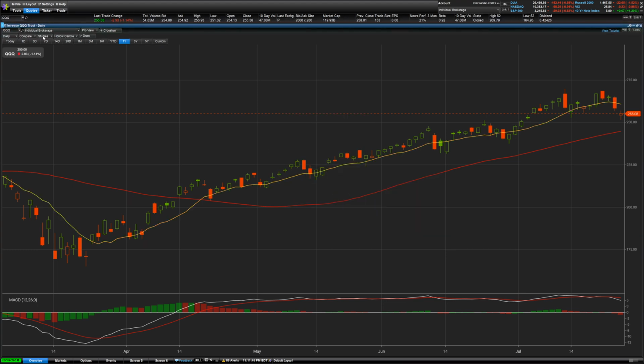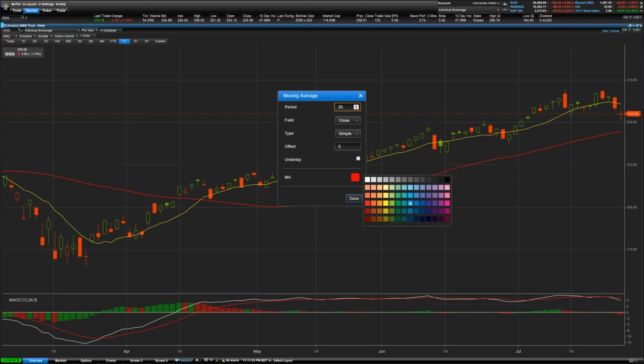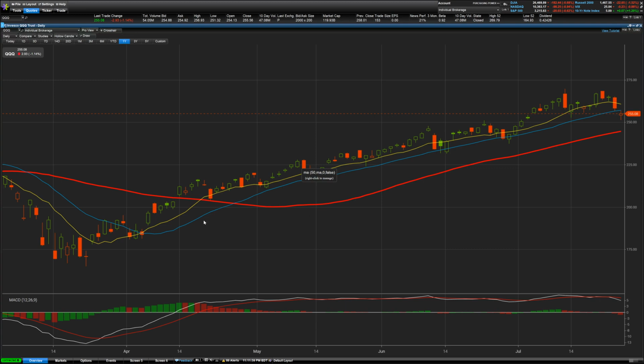Okay. Now the last one that I like to use, we could also use the 200 SMA, but I like to put on here the 20. And we use that as like an aqua type of blue here. So now that's that set. This is how to set up your charts just like us.